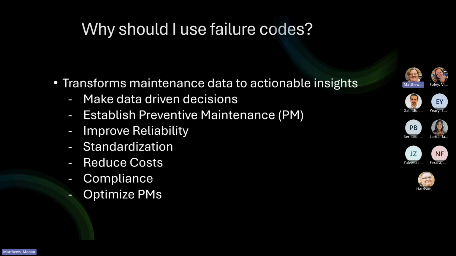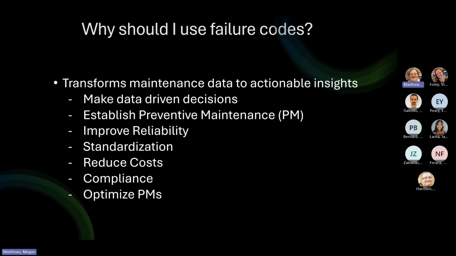The second reason is to establish preventive maintenance. When you're using failure codes, it's very easy to spot patterns and schedule fixes before the next breakdown. If something like a bearing failure happens on a certain frequency, before your next preventive maintenance schedule, you can change your preventive maintenance schedule so that you can get that fixed before it becomes a problem.